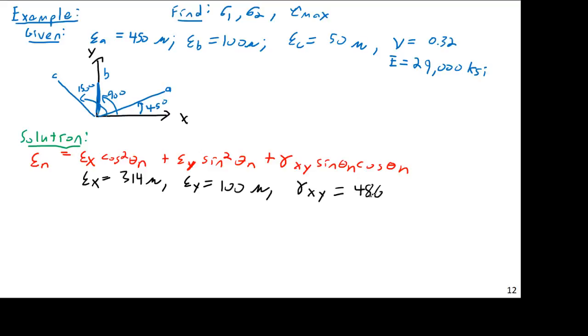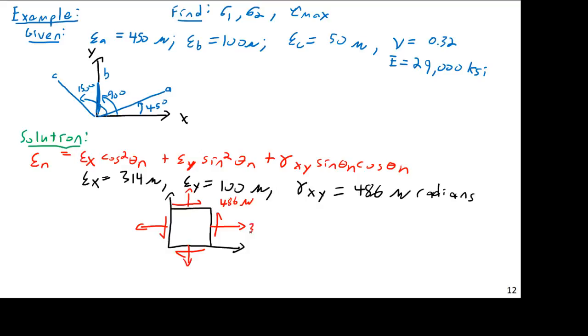Hey, what do you know? That looks familiar. It's like doing the same thing again. 486 microradians. And I believe in the previous portion of the lecture, I might have said this was inches per inch. Actually, it should be just microradians. Sorry about any confusion there. So the state of strain on a strain block, not a stress block, but a strain block, would be like this. We would have a positive strain, positive happy strain, 486 micro, and we would have normal strains as follows. This would be 314 micro, and this would be 100 micro.